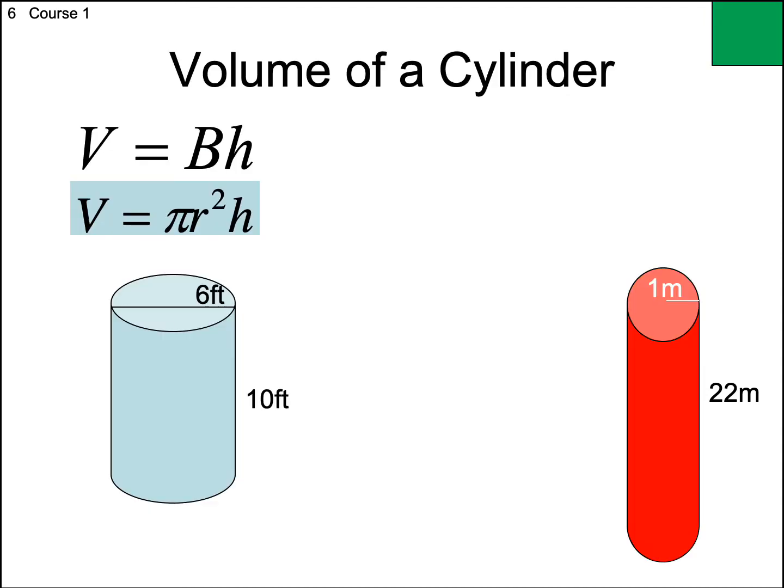All right, there are 2 questions here. This is the next question on the Google Forms. Go ahead and calculate the volume of both shapes. And don't leave them in terms of pi. Just give me the approximate answer.